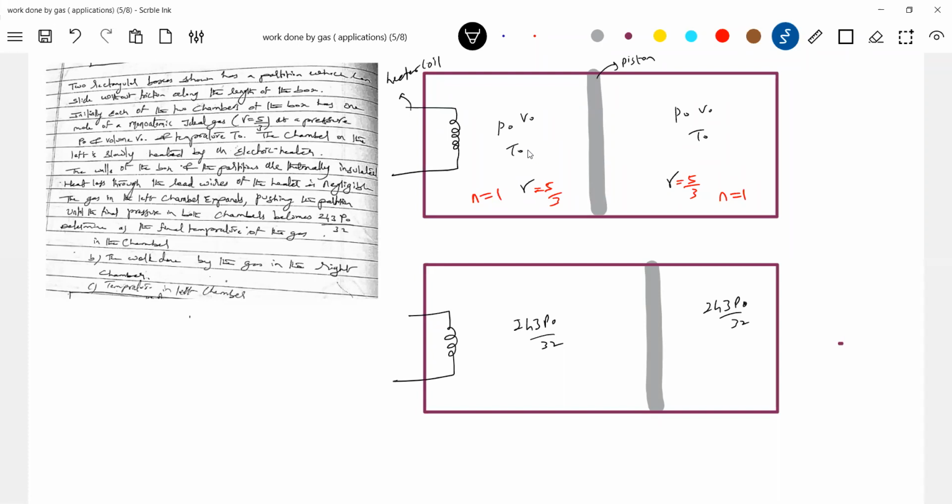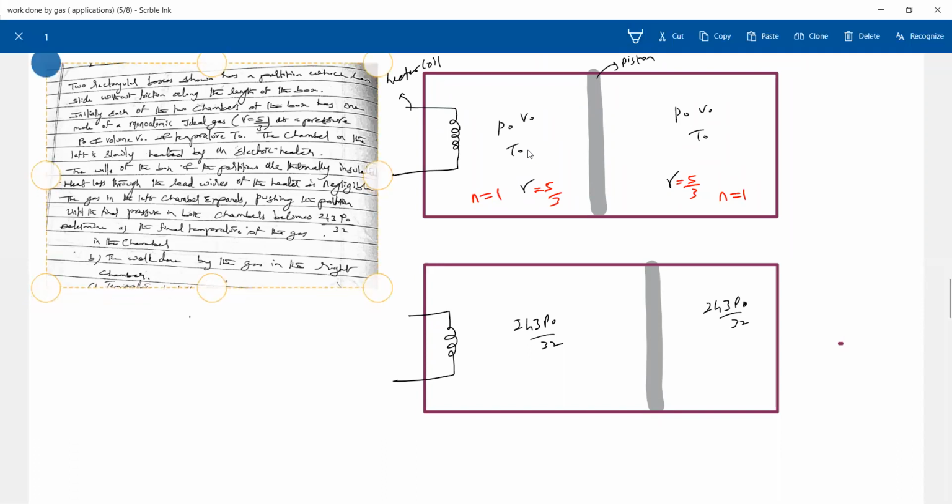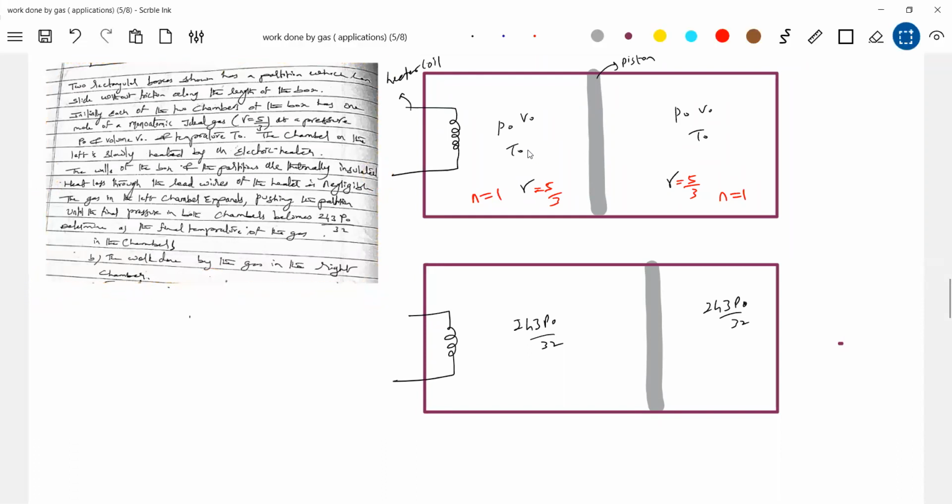Okay, fine. Find the final temperature of the gas in the chambers, and the work done by the gas in the right chamber. So the final temperature, let me call this T2, and this T1. These are the final pressures. What are the volumes? V1 and V2.